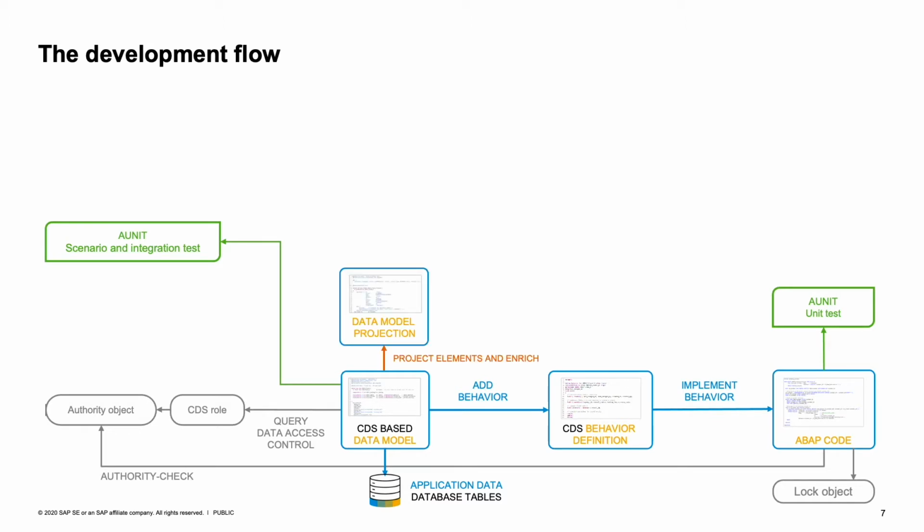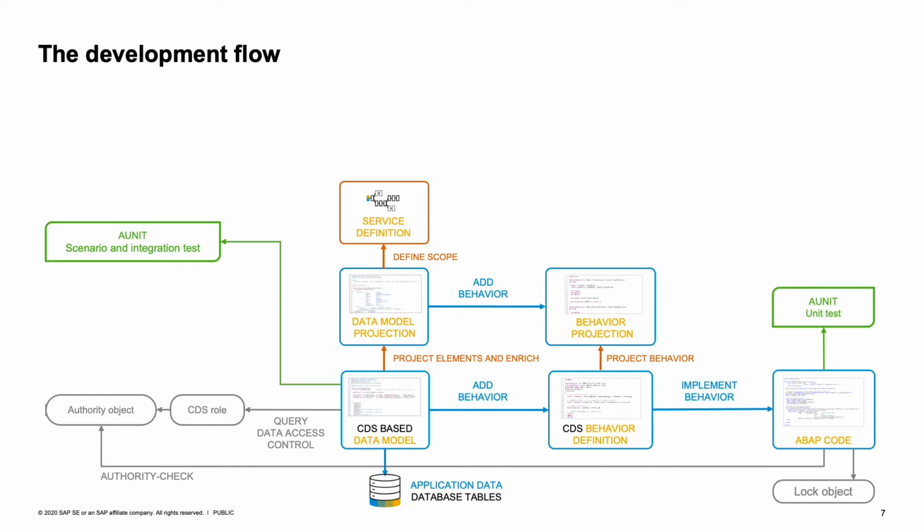And then, as I said, based on the business objects, we create the projection. On top of the projection, service definition and service binding. This can also be seen here on the slide. So we create a projection for the model, data model, and also for the behavior.